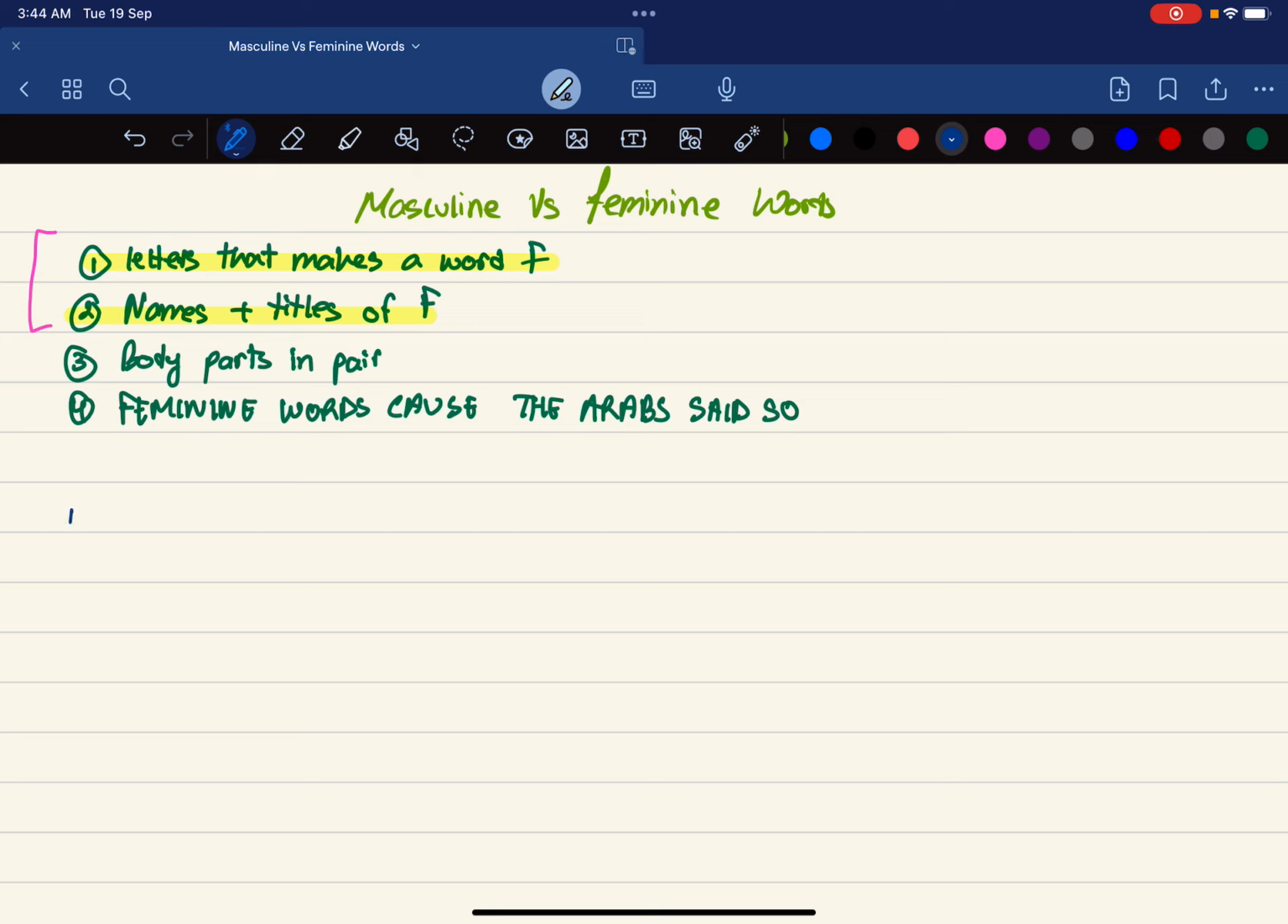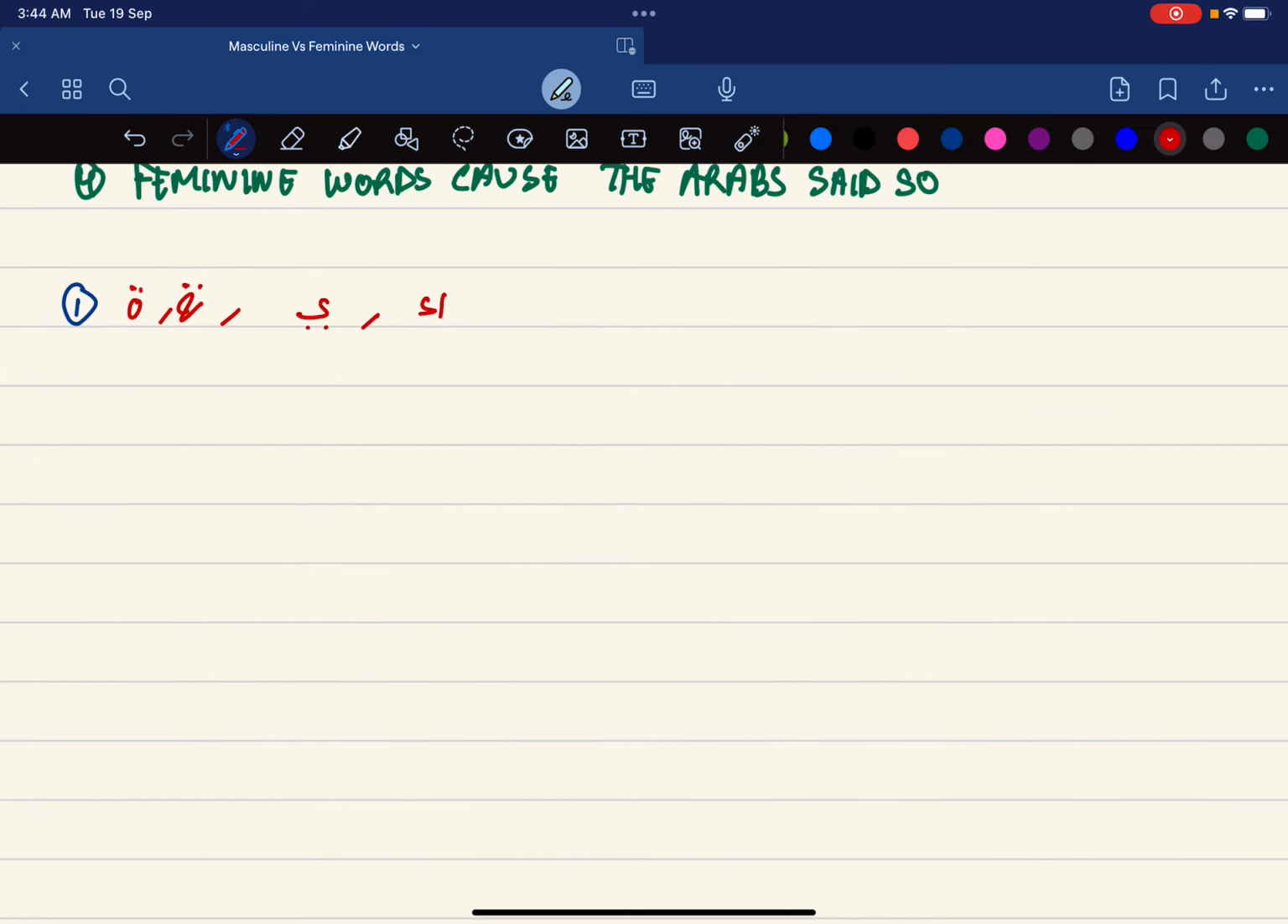Okay, number 1. Remember the words, both are right, the ya and this alif and hamza combination. That's right. We're going to look at some examples, and we're going to sort them out. Let's look at the word sama'un. The word sama means sky, and notice it has this combination here, so it makes it feminine.